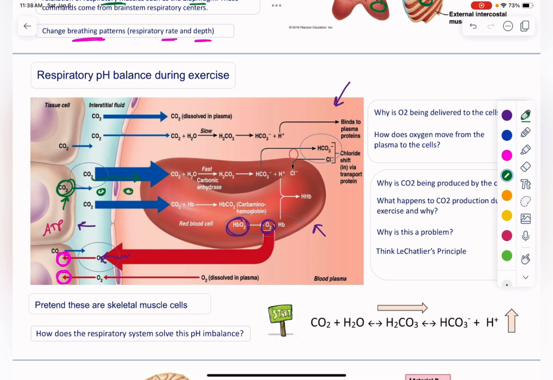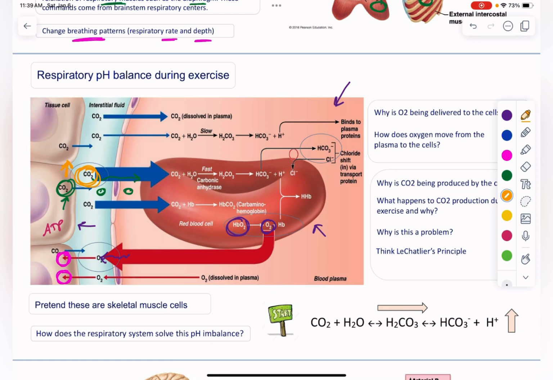All right, so what do you think happens to the amount of CO2 being produced by these skeletal muscle cells during a period of exercise, during a period of heightened activity? Well, that level of CO2 is going to go up considerably because cellular respiration is happening at a faster rate, so the cells require more glucose, more oxygen, they're producing more ATP, but they're also producing more carbon dioxide.